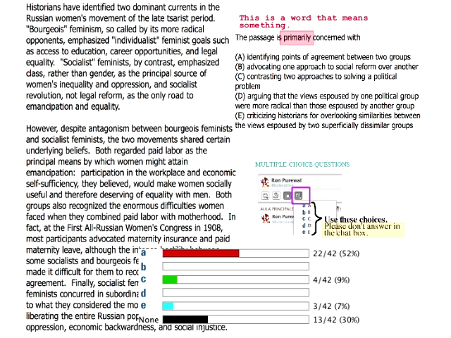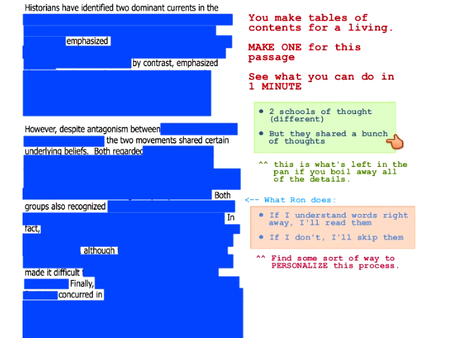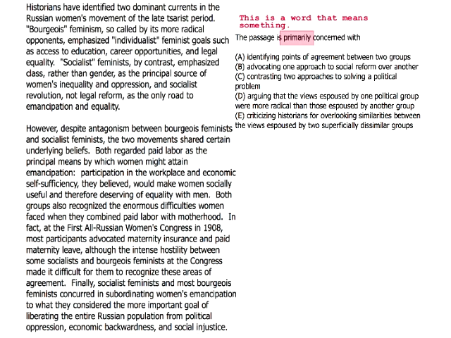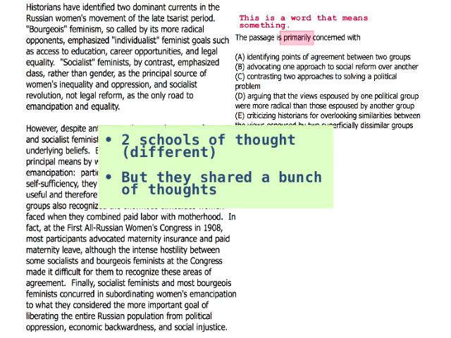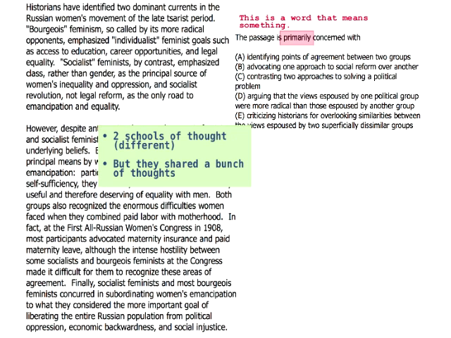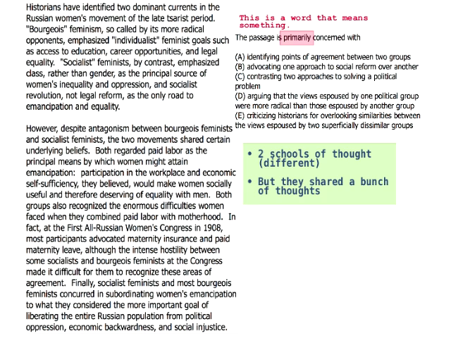So here is the outline that I had, at least. Where was that? That was here. Okay, so you had 2 schools of thought that were different, but they shared a bunch of thoughts. If you're going to make a prediction, the prediction should be something like this: here are 2 schools of thought, and here are some things we have in common. Things are different, but they have much stuff in common. Now, let's go back to the red thing.